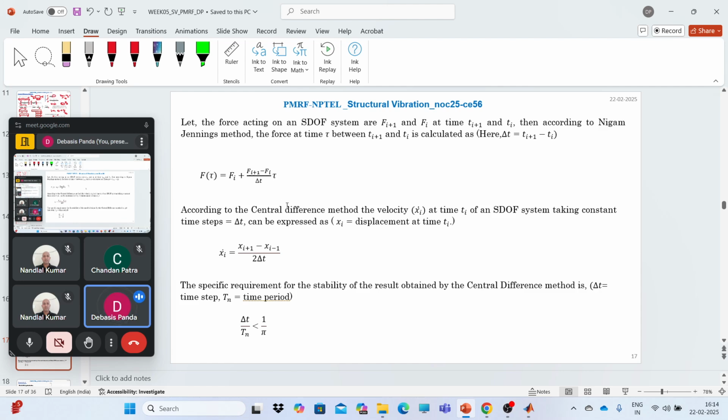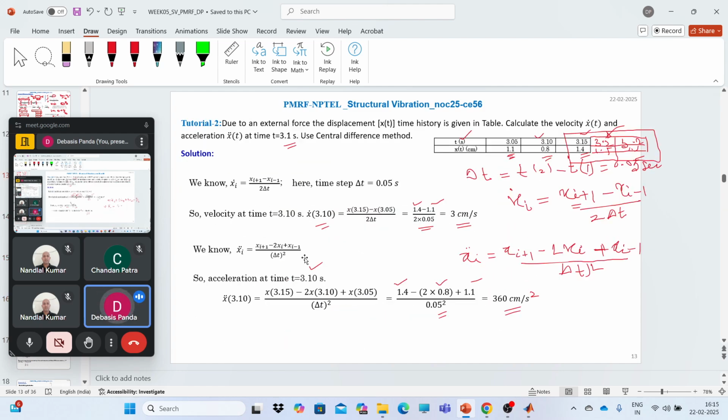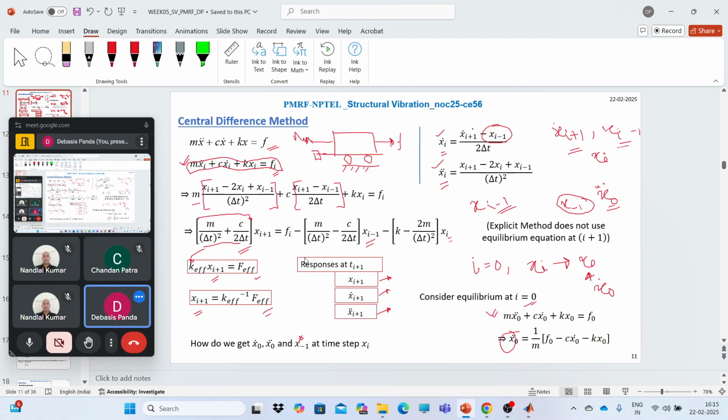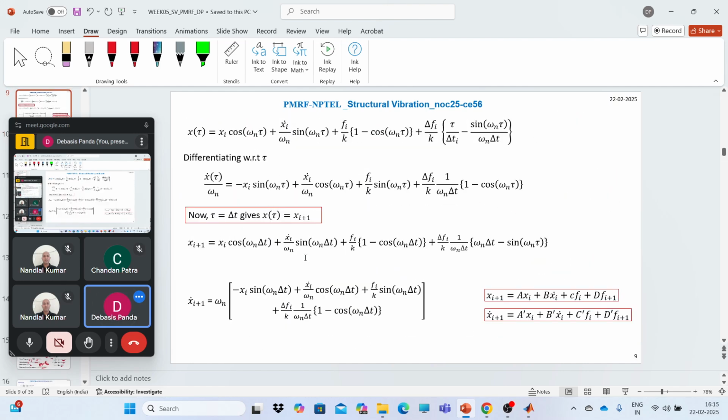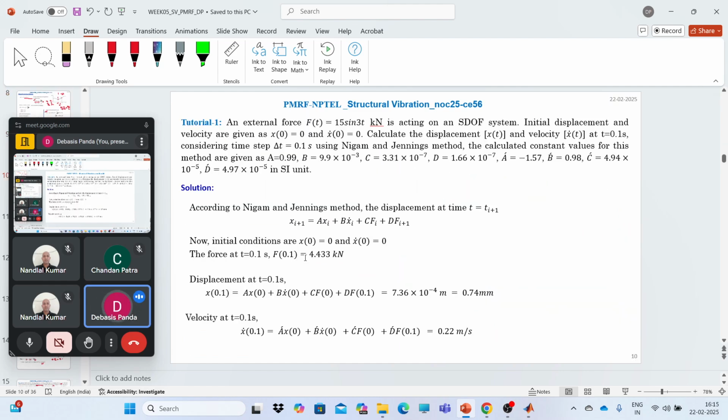Now, according to the central difference method, if we have the velocity x dot i at time ti, and if we have the constant time step del t, so the velocity at point i can be expressed using central difference technique. It can be expressed as x(i+1) minus x(i-1) divided by twice del t. Like here, displacement and velocity we have already used it using the central difference technique.